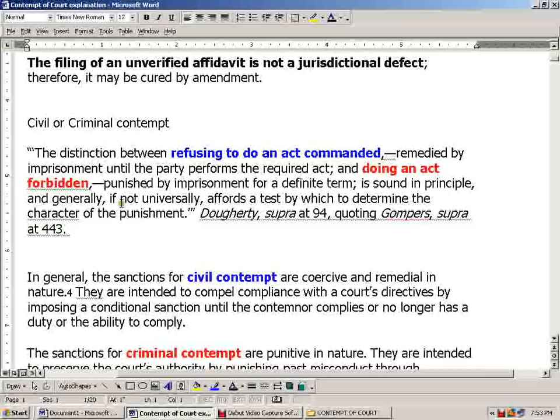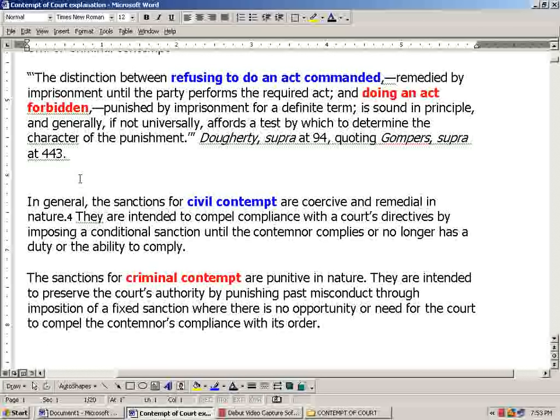Civil or criminal contempt. The distinction between refusing to do an act commanded, remedied by imprisonment until the party performs the remedial act, and doing an act forbidden, punished by imprisonment for a definite term. So civil contempt is just refusing to do an act that you've been commanded to do, like turn over your books and records. Criminal is doing an act forbidden, like bringing fraud into the court. Right? That one's a crime, and the other one is coercion.